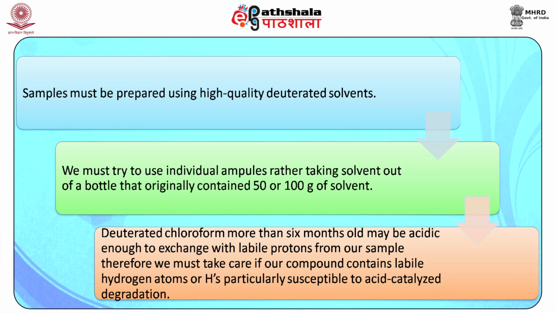Samples must be prepared using high quality deuterated solvents. We must try to use individual ampules rather than taking solvent out of a bottle that originally contained 50 or 100 grams of the solvent. Deuterated chloroform more than 6 months old may be acidic enough to exchange with labile protons from our sample. Therefore, we must take care if our compound contains labile hydrogen atoms or hydrogens particularly susceptible to acid catalyzed degradation.